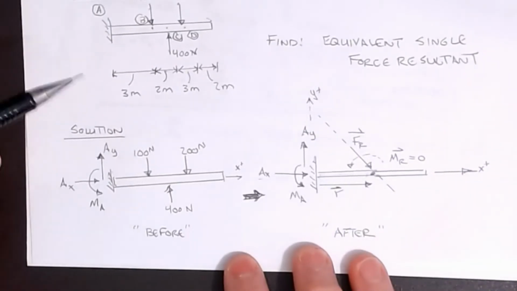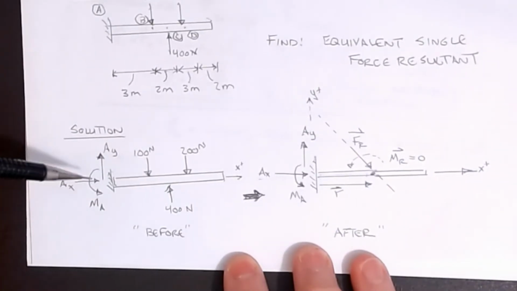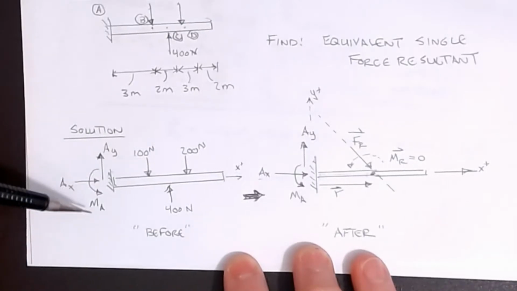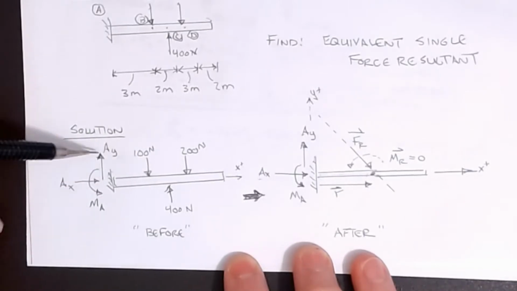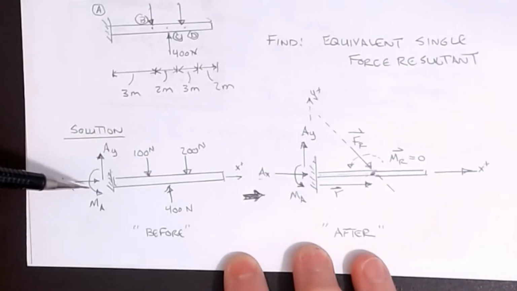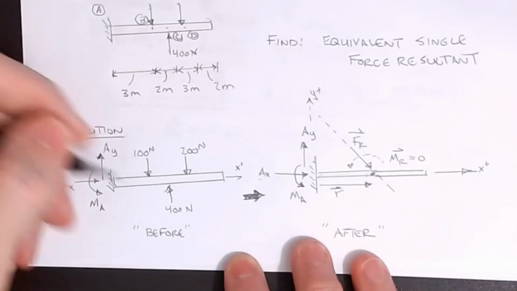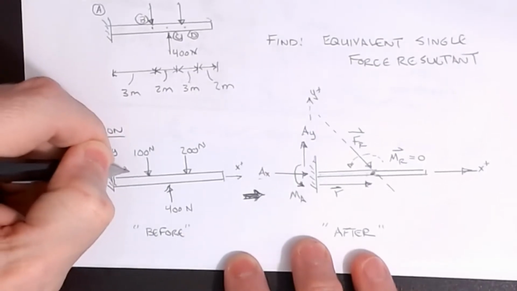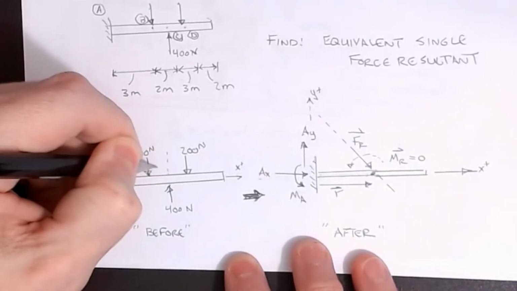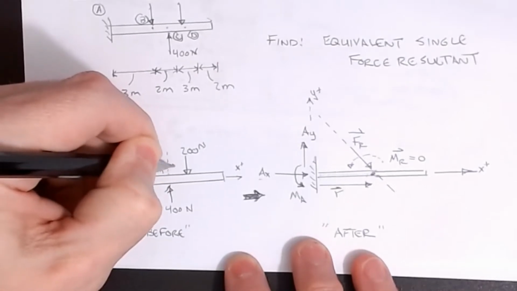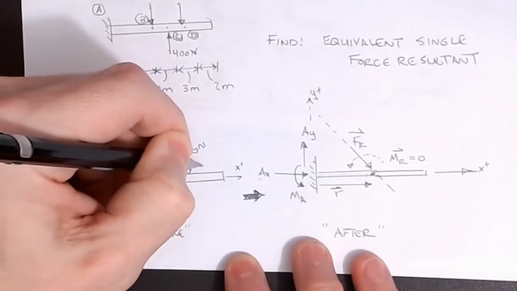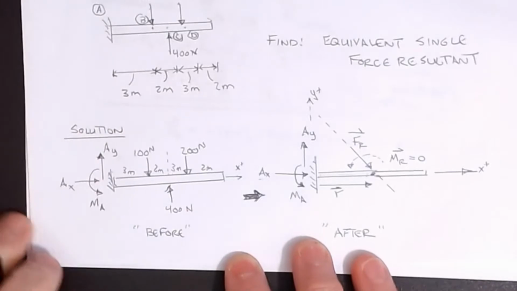My before picture is just the original structure. Now I go ahead and include all of the support reactions on here. This is a fixed end, so I have a moment applied, I have an AY acting up, and I have an AX acting to the right. Then I have my loads applied, and again, these all have their locations. So that's 3 meters. If I put a dotted line here, that's 2 meters. That's another 3. Obviously, this isn't to scale, but you get the sense of what we're doing.